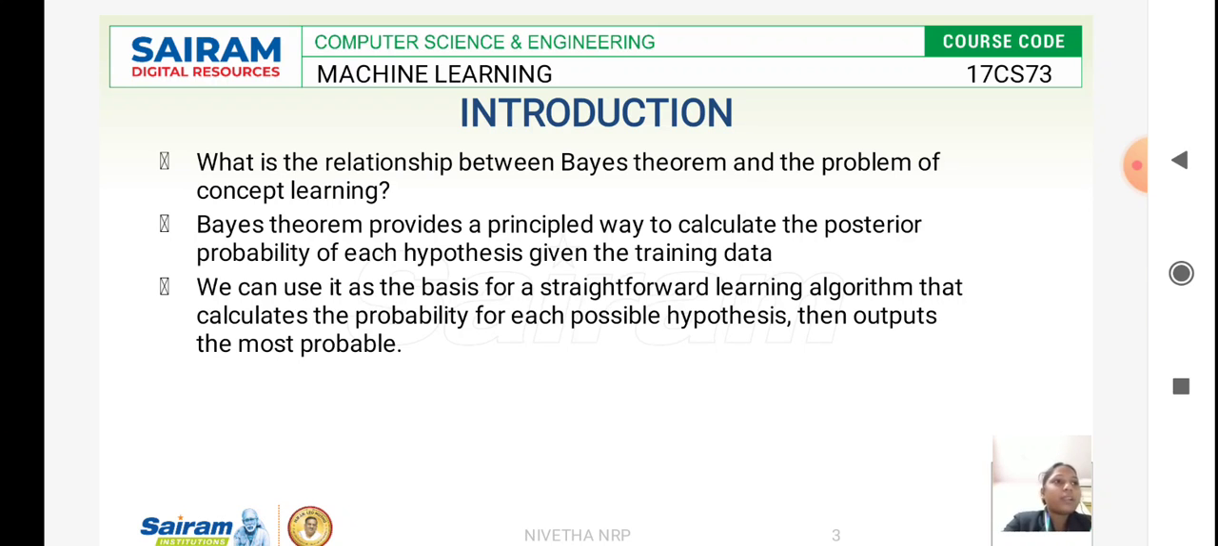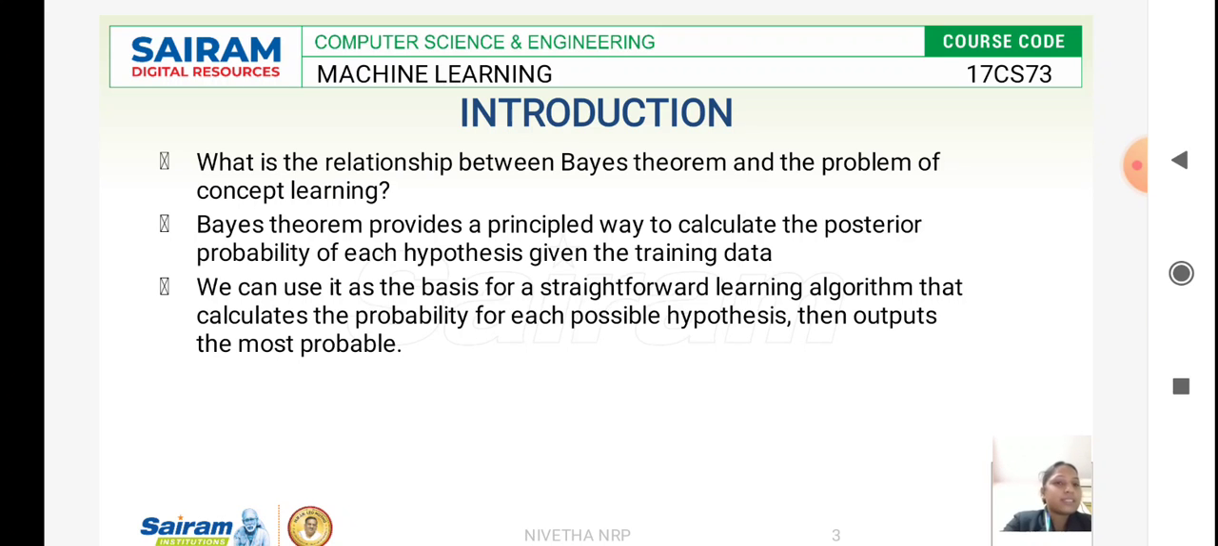It is nothing but a model. A hypothesis is a model where the approximation of a target function takes place by mapping our input to the output. That we call a hypothesis. So Bayes theorem provides you a simple method to predict the hypothesis.